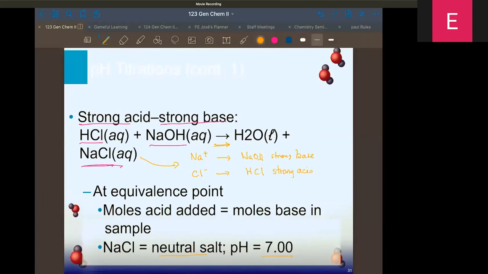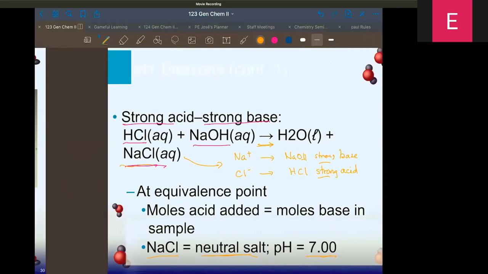And strong acid and strong base, their baby, so to speak, NaCl, is going to be neither acidic nor basic because both are strong, they cancel out each other, and it's going to be neutral. So NaCl is a neutral salt, and the pH at the end point is going to be 7. Now for these sodium hydroxide and HCl titrations, what we're using is phenolphthalein.